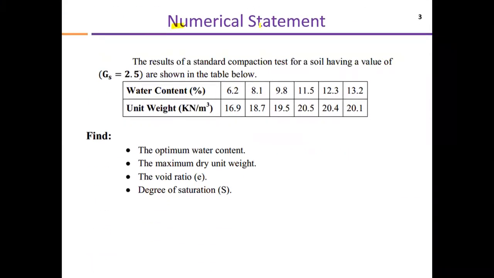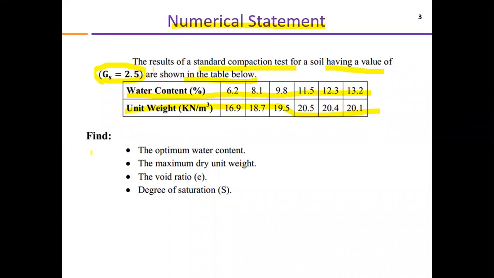So this is the statement of the numerical: the results of a standard Proctor compaction test for a soil having a specific gravity of 2.5 are shown in the table. This row gives us different values of the water content and this row gives us the corresponding values of unit weight in kilonewton per cubic meter.